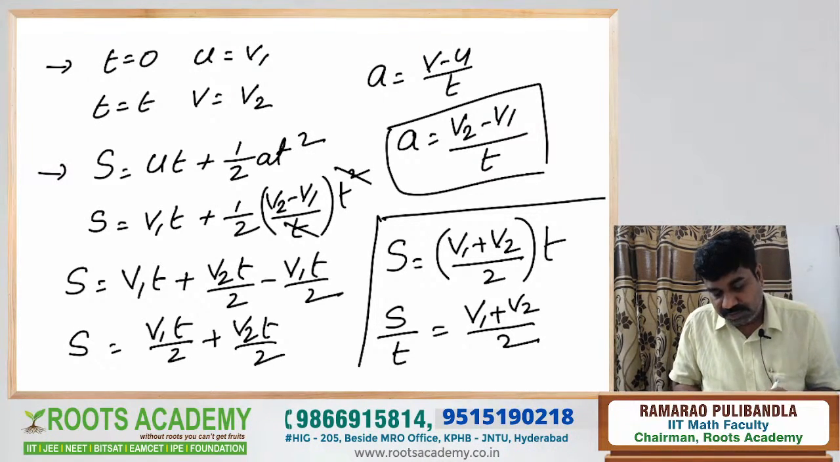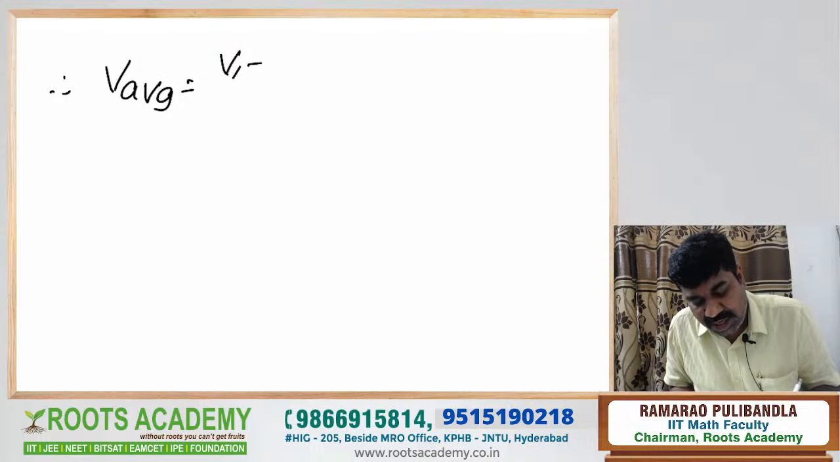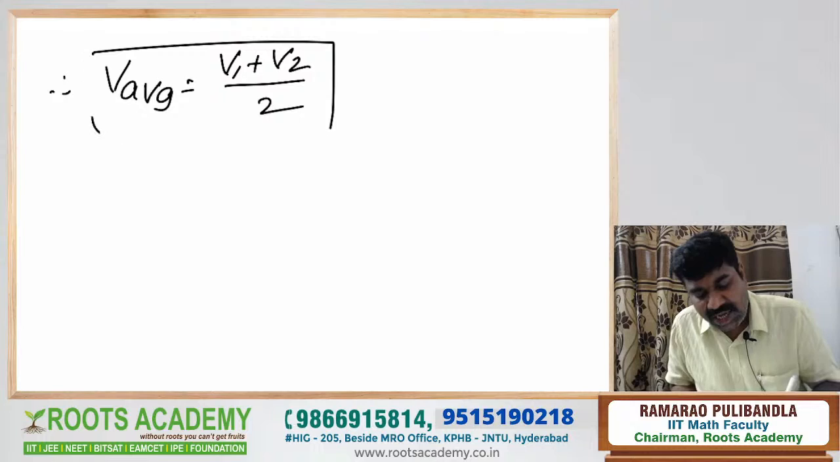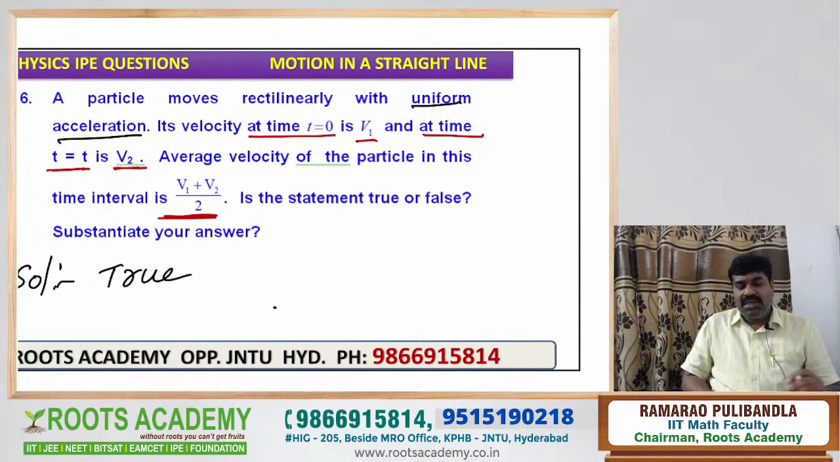Therefore, total displacement by time is nothing but average velocity. That is nothing but (v1 plus v2) by 2. So what is the average velocity? Given that the velocity at t is equal to 0 is v1, and at t is equal to t the velocity is v2, then the average velocity is nothing but (v1 plus v2) by 2.